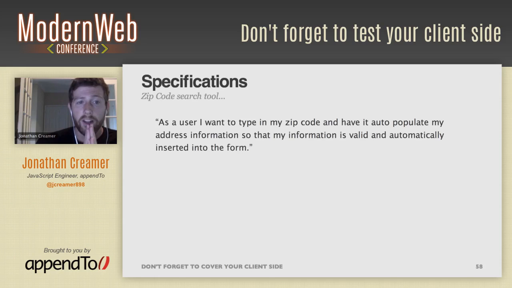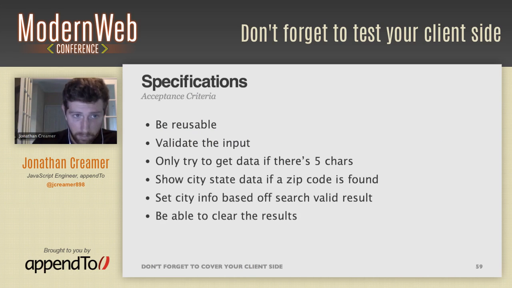The example that I did is based off something that I actually had to do while working at Pintu. Our client had a user story that said, as a user, I want to have my zip code typed in and have it auto-populate address information so that my information is valid and automatically inserted into the form. The specifications and acceptance criteria were: it needed to be reusable, it needed to validate my input, it needed to show the state info if the locality was found, make sure that the info was set, and be clearable.